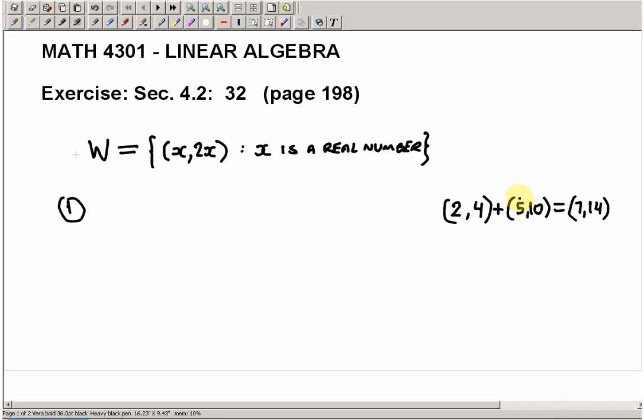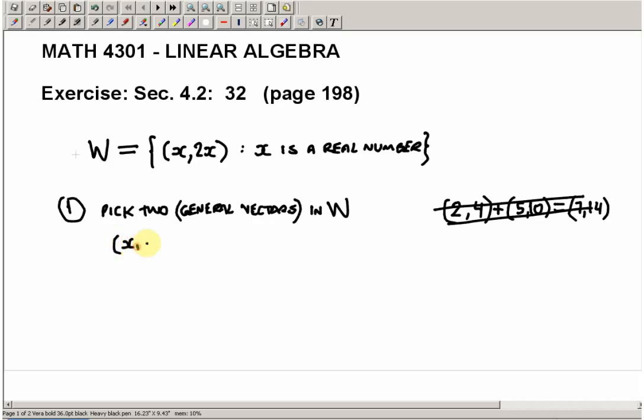I need to pick two general vectors. It's not enough to pick only particular vectors. So let's pick two in W, and let's put here in parentheses, general vectors, because you want to show that it works for any two vectors in there, in W. So let me cross this out, because that shows only a particular example. So here they are. I pick (x1, 2x1). That's one vector in there. Here's another general vector, (x2, 2x2). Okay?